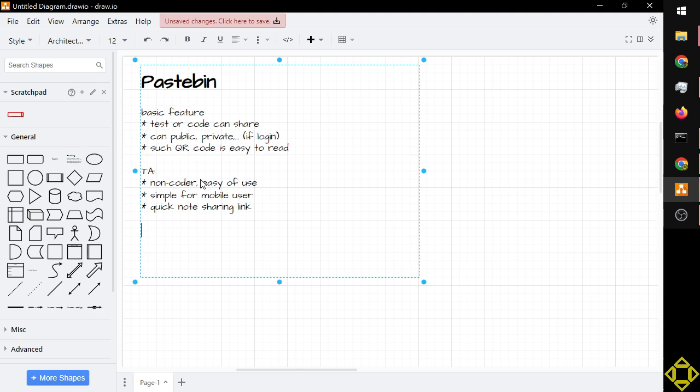Okay, wait, do you mean that, for example, if I post this in Slack or Facebook or Line, it can show a simple preview, right?